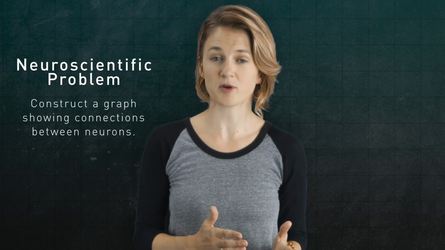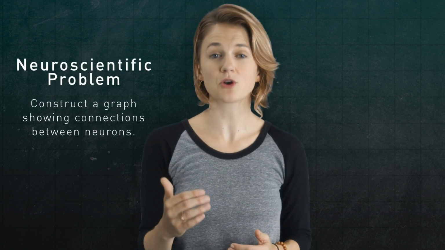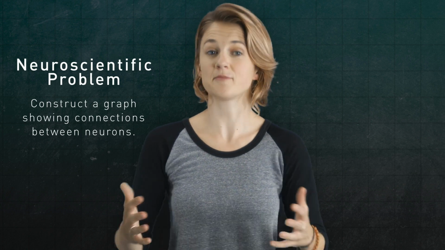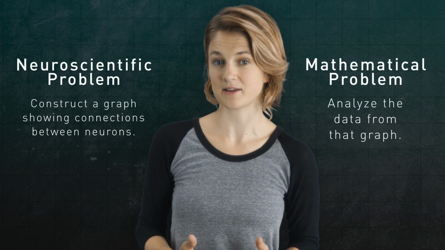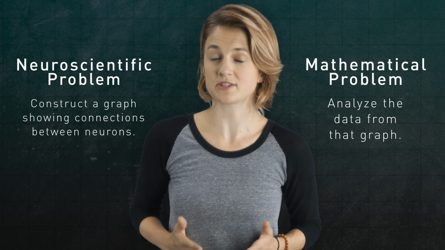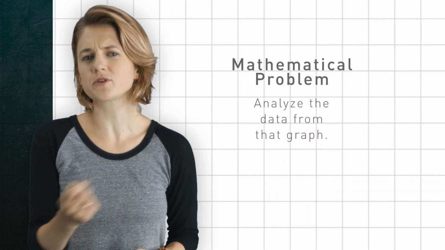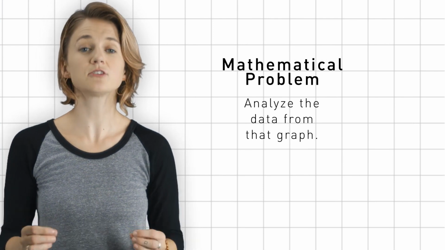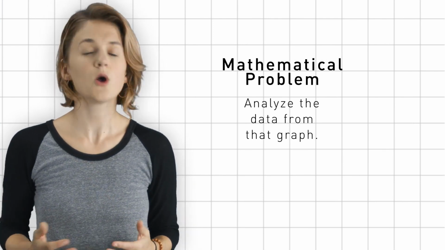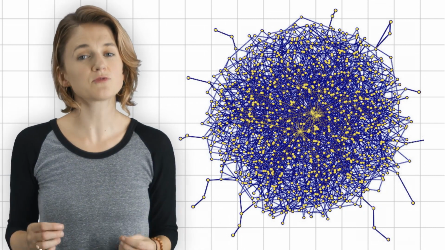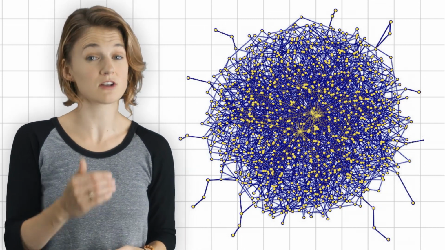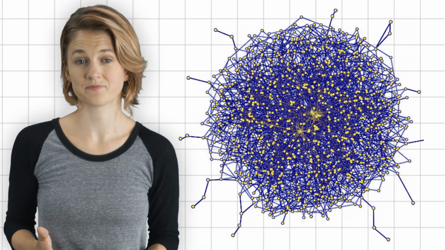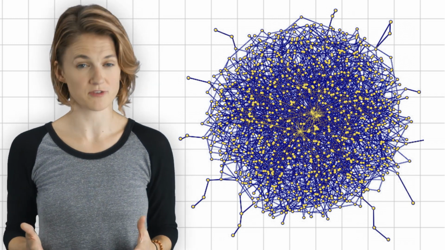There are serious neuroscientific questions about the legitimacy or accuracy of this reconstructed brain. It's controversial, but that's a question for neuroscientists. As applied mathematicians, we'll work with the data given. The neuroscientific problem is to construct a graph showing the connections between neurons, and the mathematical problem is to analyze that data. No doubt, these are related questions and should be pursued in tandem, but we'll focus on the second part. So, here's our challenge as mathematicians. We have a bunch of huge graphs, each of which represents the connections between neurons within a given time slice. How do we extract useful information from this?